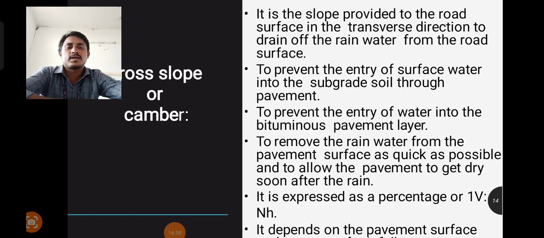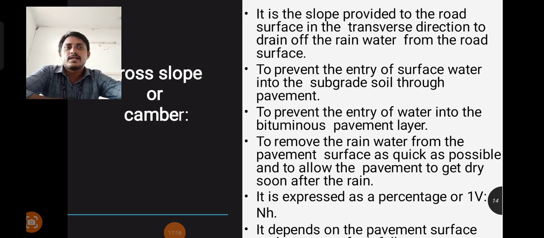The next: what is camber or cross slope? Cross slope or camber is provided on the road or carriageway. When rainwater falls on a road surface, it needs to drain off. So for the drain off, we should provide cross slope or camber. If it is not provided, the water is stored on the road surface. When it is provided, the rainwater automatically flows away from the road surface. That water is sent to the sides, to the drainage, to remove the rainwater from the pavement surface.